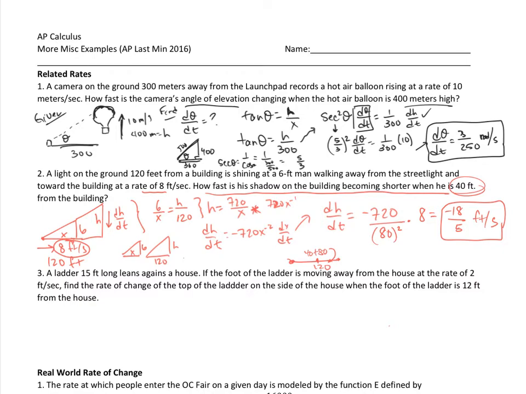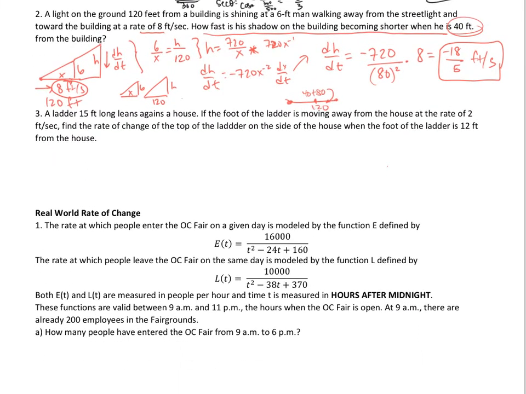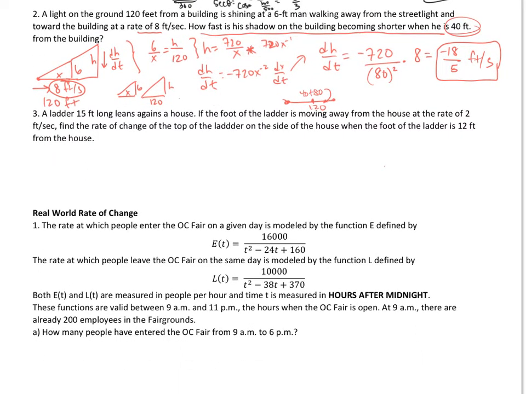All right, moving on to number 3. Here's the famous ladder question. A ladder 15 feet long leans against a house. If the foot of the ladder is moving away from the house at a rate of 2 feet per second, find the rate of change at the top of the ladder on the side of the house when the foot of the ladder is 12 feet from the house.